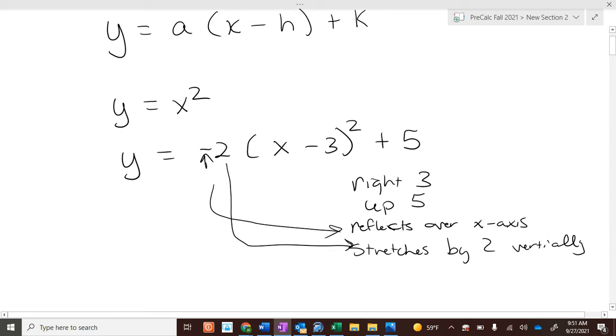Now, stretching by 2 vertically will do what to the graph? It will make it a little skinnier, because of the stretching up of it. And then right 3 and then up 5. Is everybody good with the whole translations? We've done this before. We have just a couple more problems over that. Anybody have any problems with that?